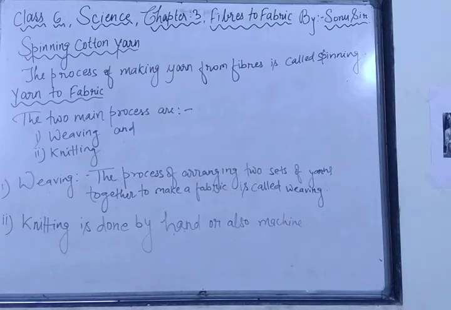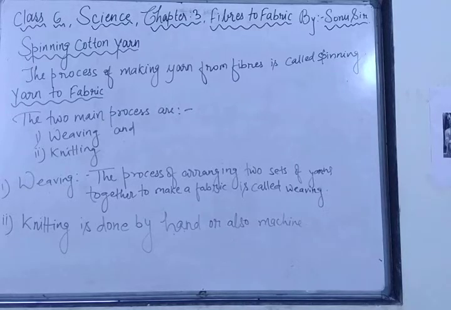So, first of all, let me explain to you about spinning cotton yarn. In Activity 4, hold some cotton wool in one hand, pinch some cotton between the thumb and forefinger of the other hand. Now, gently start pulling out the cotton while continuously twisting the fibers. Are you able to make a yarn? So the process of making yarn from fiber is called spinning.